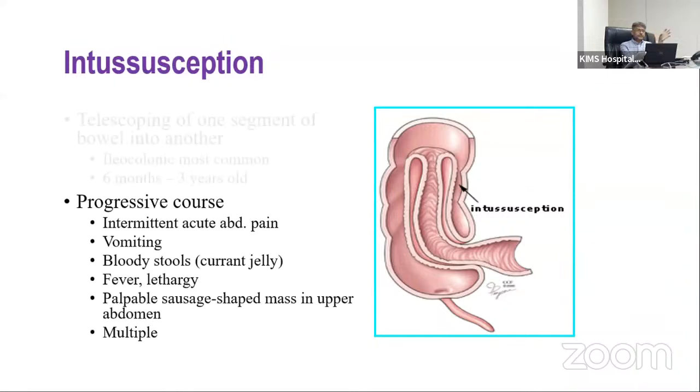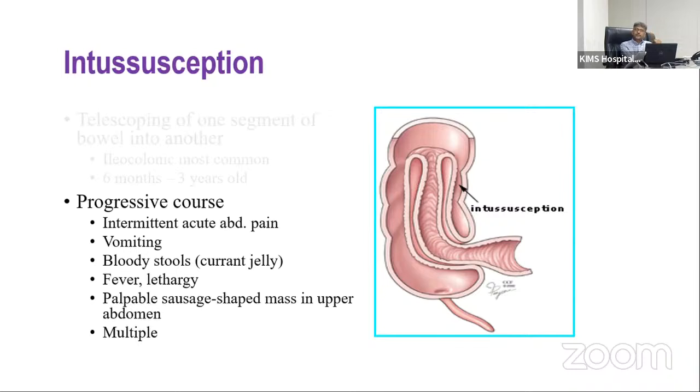So it's usually a progressive course, where there is intermittent abdominal pain. Just now we spoke about the crying and sleeping cycle. And as time increases, it will go into vomiting, and then what we call currant jelly stools, and there will be lethargy as well. And typically, you will be able to find kidney-shaped swellings, with the curvature more towards the umbilicus.